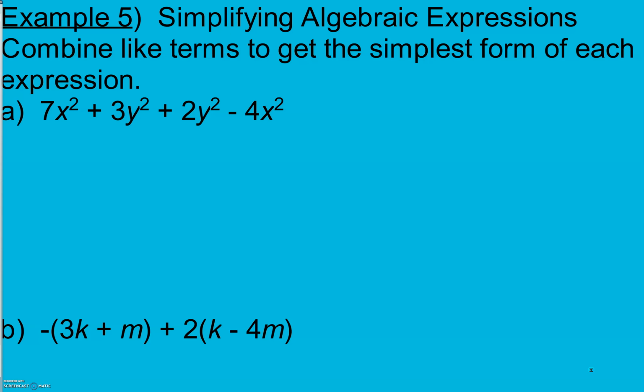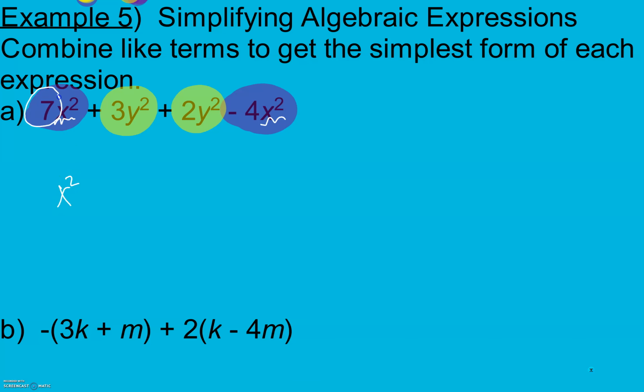Continuing on in section 1.3, here we're going to combine like terms to get the simplest form of each expression. So remember that in order to combine like terms, guys, our variables have to be the exact same. So I can put my x squareds together, and I can put my y squareds together. We keep our variables exactly as they're written. So my x squared stays in x squared, and I add up my coefficients.